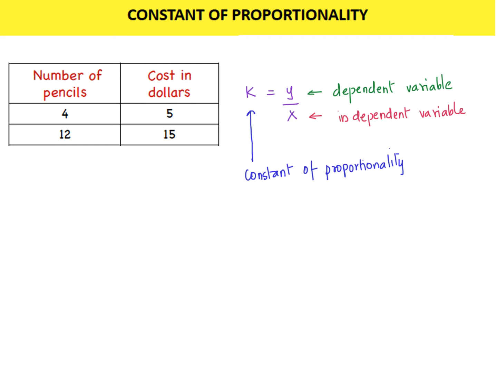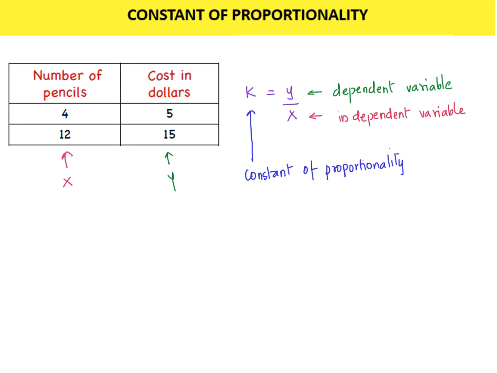Let's look at our example of pencils. We have number of pencils and cost in dollars. The cost in dollars clearly depends on the number of pencils. If we buy 4 pencils, we end up spending $5. And if we buy 12 pencils, we end up spending $15. So this is our independent variable. And this is our dependent variable.